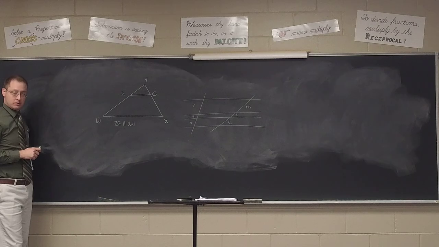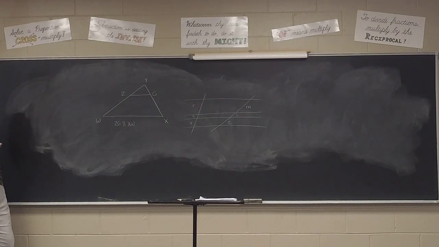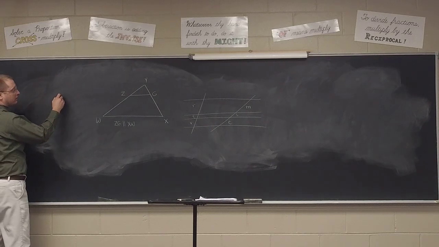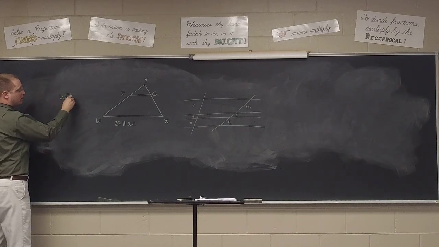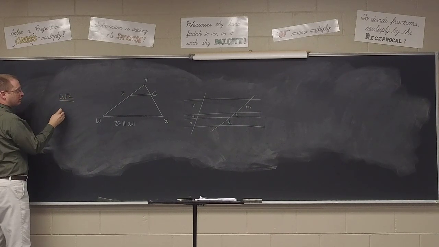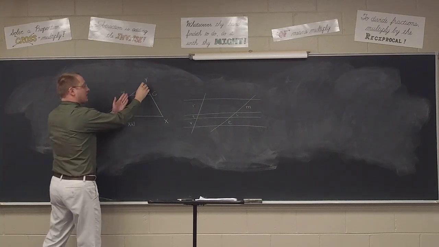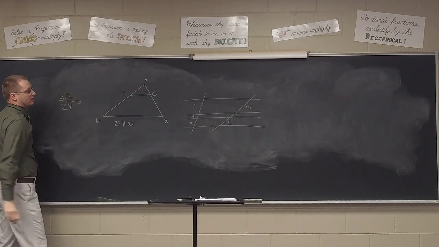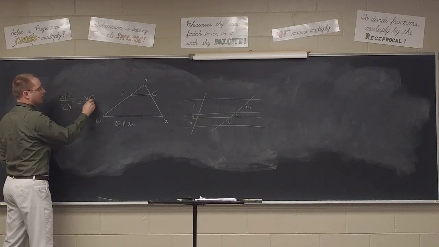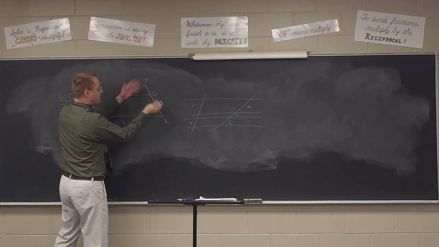Bottom is to top as bottom is to top. Good. Bottom is to top as bottom is to top. Now, in letters, what would that look like, Kendall? WZ is to ZY. Good. This bottom segment, WZ, is to its top segment, ZY, as? XG is to GY. There we go. As this bottom segment is to its top segment.